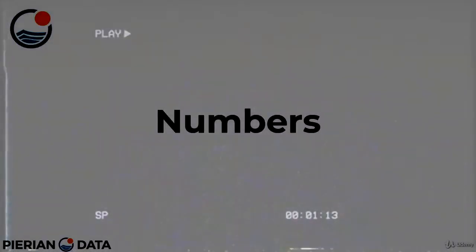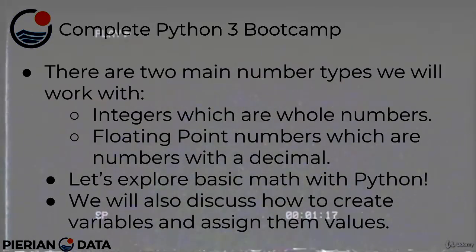Hey everyone, welcome back to this lecture on numbers in Python. We already briefly mentioned that there's two main number types that we're going to be working with throughout the course, and that is integers, which are whole numbers, and floating point numbers, which are numbers with a decimal. We're going to be exploring a little bit of basic math with Python, and then we'll also discuss how to create variables and assign them values. Let's open up a Jupyter Notebook and get started.